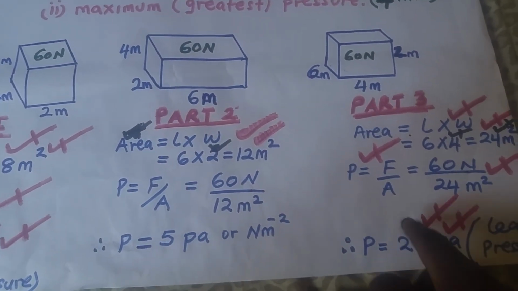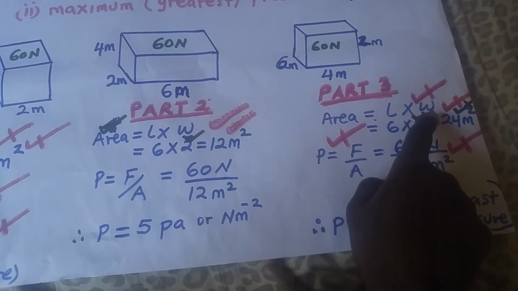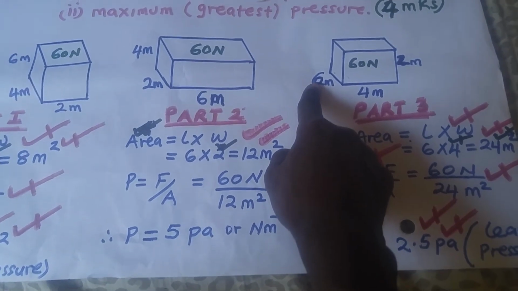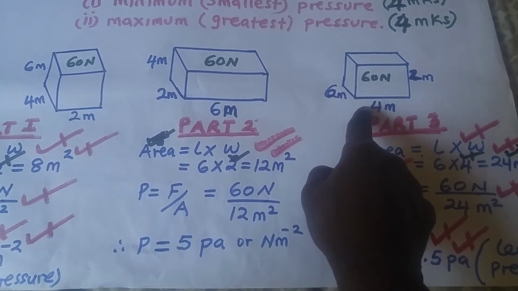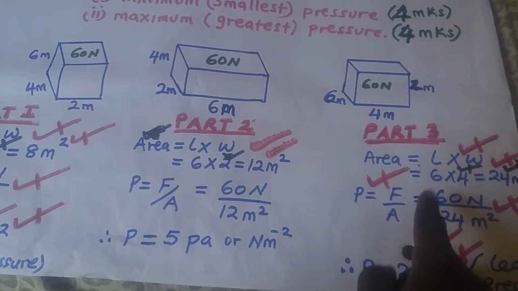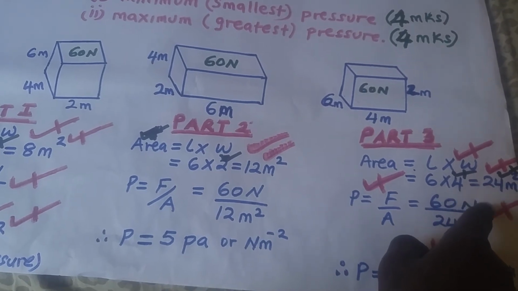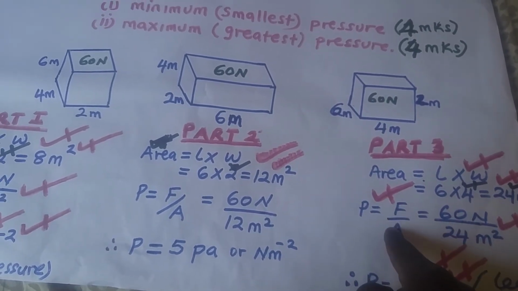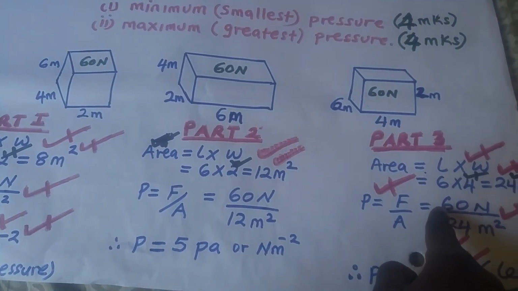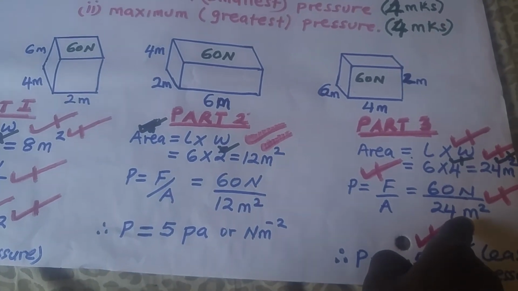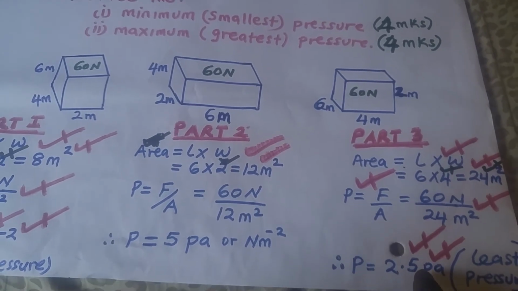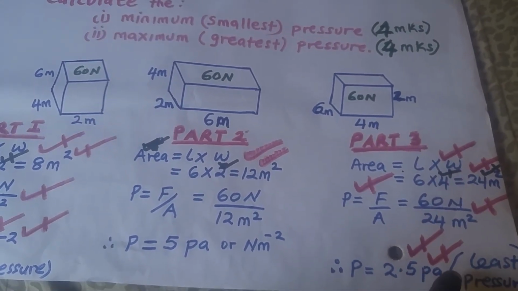Okay, then we go to part 3. The area is still length times width. Here the length is 6, the longer side is 6. Length comes from the word long, the longer side. Then the width is 4. So when you multiply, what do you get? 6 times 4, you get 24 meters squared. So our pressure is going to be force divided by area. The force remains 60. Remember, this is the same block. So it is 60 newtons divided by 24 meters squared. And your answer becomes 2.5 pascals. You either use pascals or newtons per meter squared.